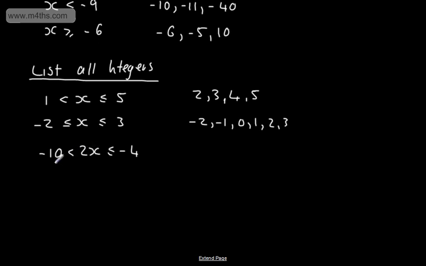So what I can do is divide each part now by 2. So that's giving me -5, we're going to have x, and then we're going to have -2. So we want to list all of the integers that satisfy this. We could have -4, -3, and then -2. So that gives us our list right there.